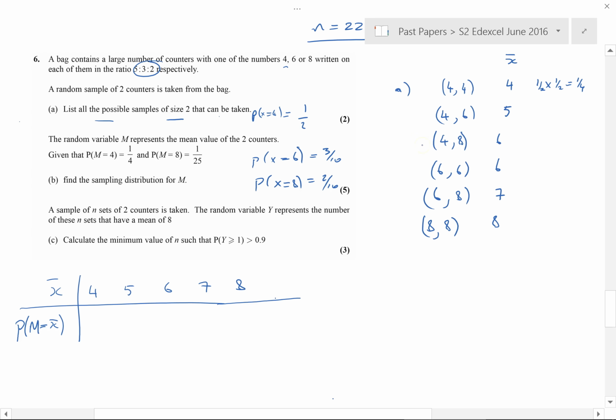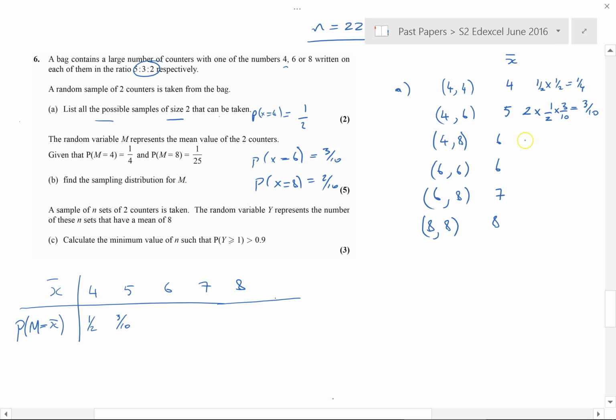Probability of getting a 4 and a 6, which would lead to a mean of 5. Well, there's two different ways of doing that, because it can come out in two orders, a 4 and 6, and then a 6 and a 4. But then we've got the 4, which has got probability a half, and the 6, which has got probability 3 over 10. So that's a half, and this is 3 over 10.